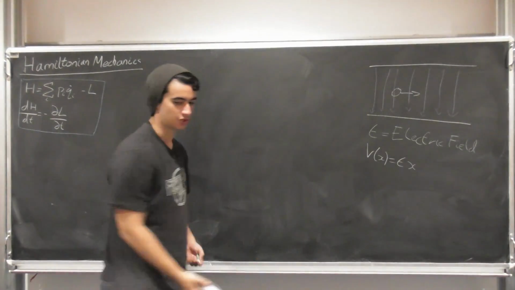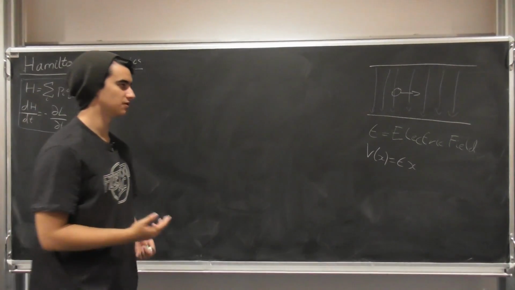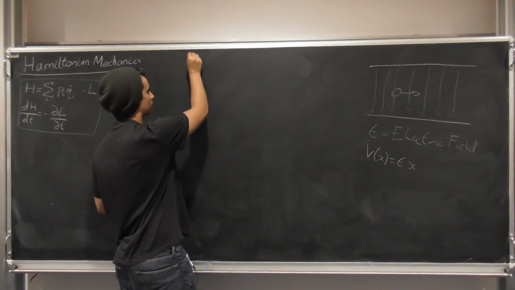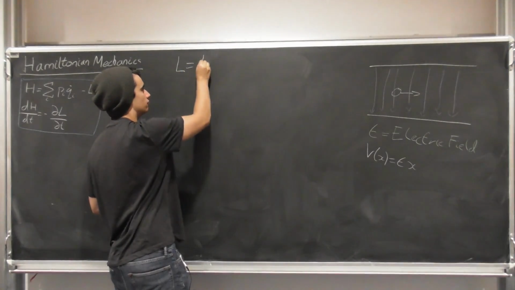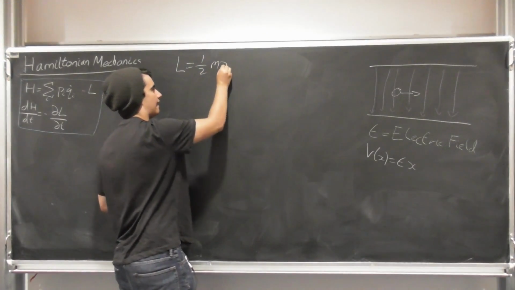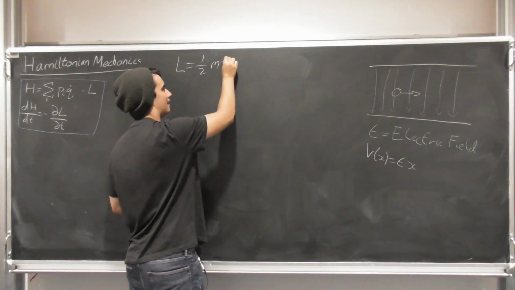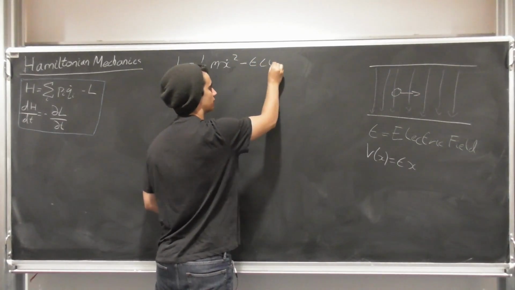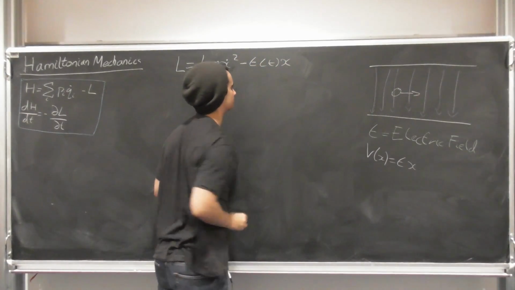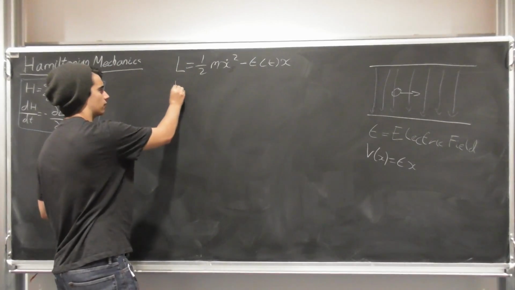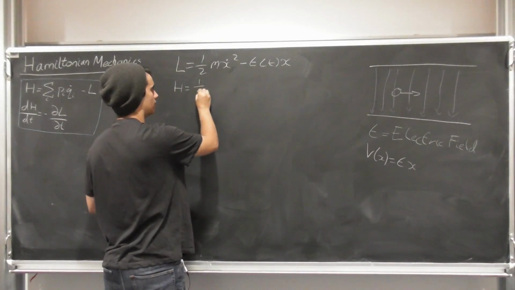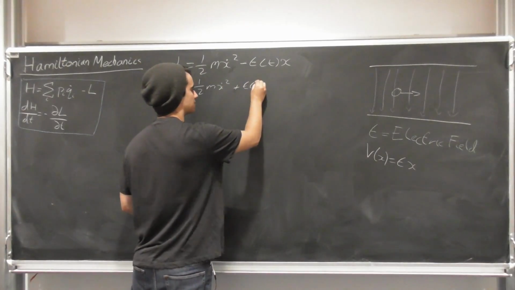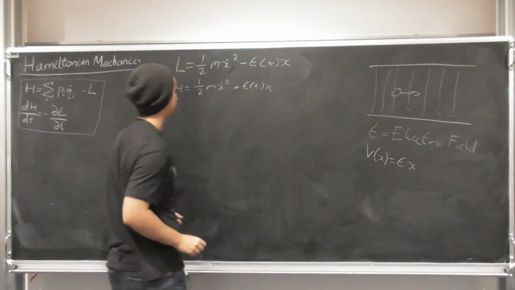But instead, let's say that we had our capacitor charging, for instance. So our electric field wasn't constant, it was increasing. So we'll have, therefore, that the Lagrangian L will be a half m x dot squared minus some epsilon of t times x. And therefore, our Hamiltonian will be 1/2 m x dot squared plus epsilon of t times x.